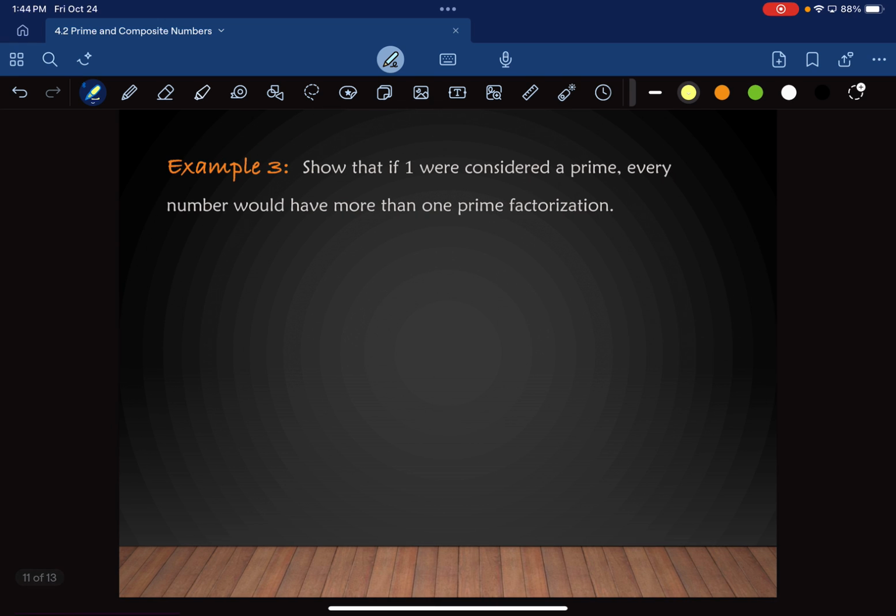So I harped a little bit on the fact that 1 is not prime at the beginning. This actually shows why it matters. It says show that if 1 were prime, if we decided it gets to be included, then a number would have more than one prime factorization. So we're going to do something real quick and simple. I'm going to do the number 15.